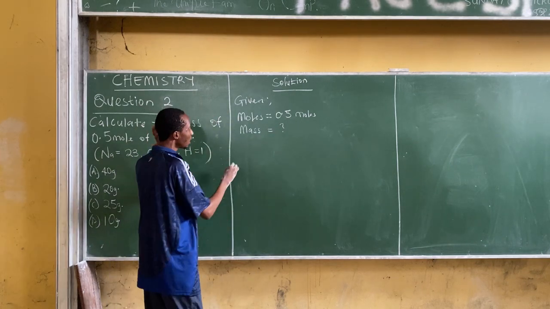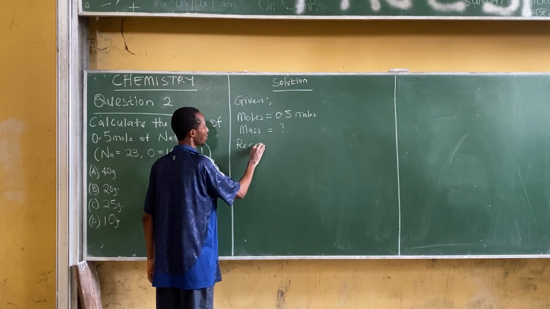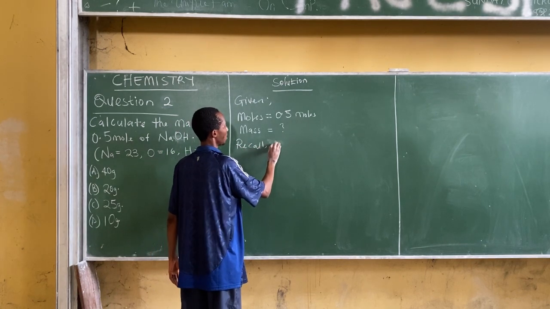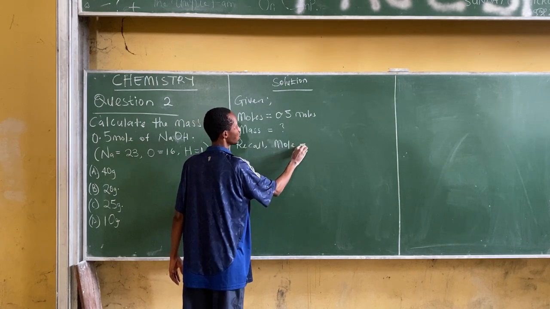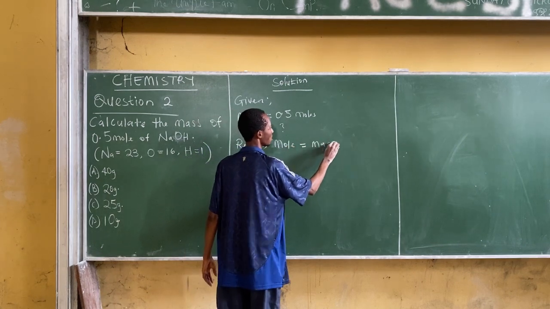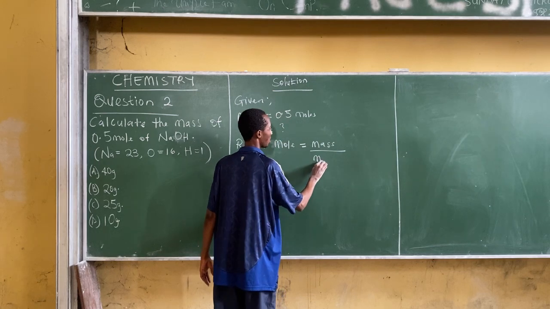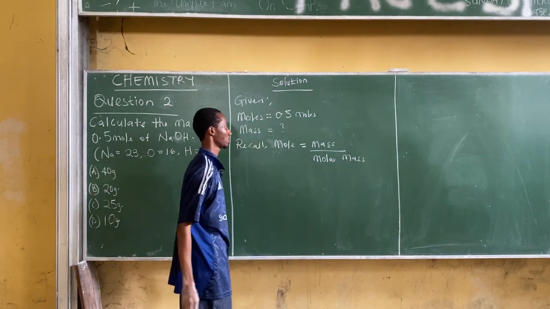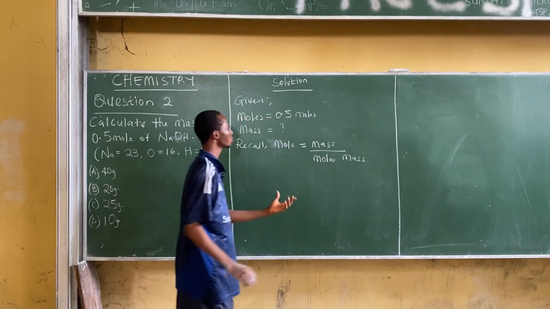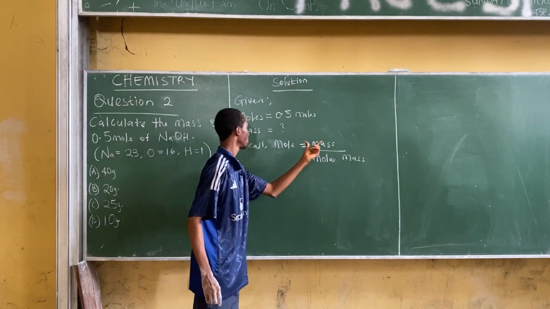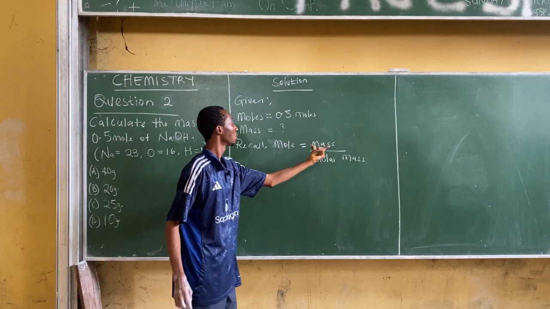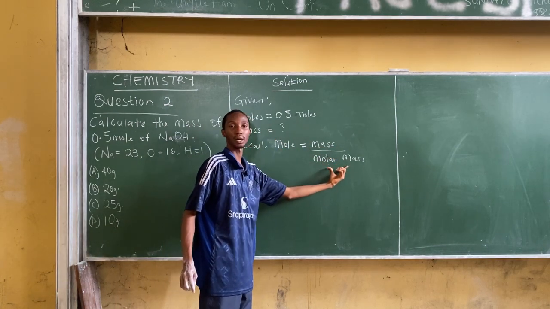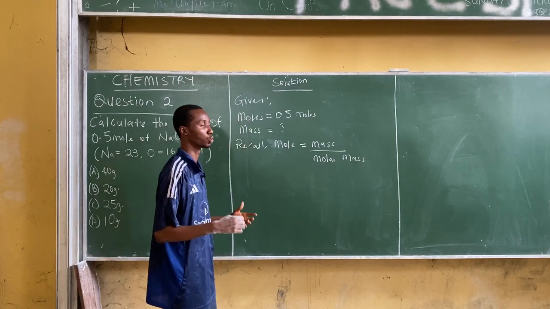But recall the formula that mole is equal to mass all over molar mass. For the molar mass, we need to calculate. We know the mole. We have to look for the mass, but we don't know the molar mass. So we need to solve for the molar mass of sodium hydroxide.